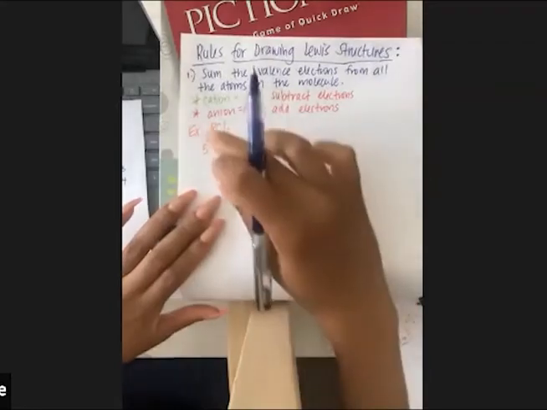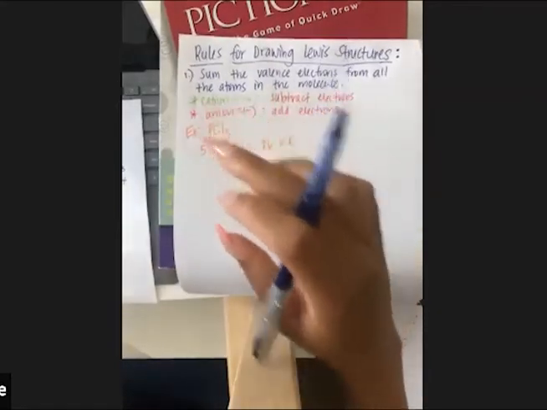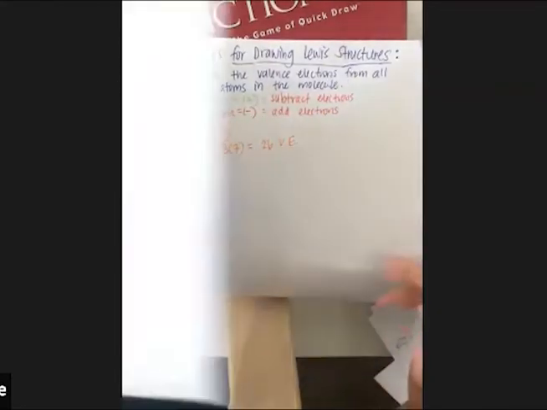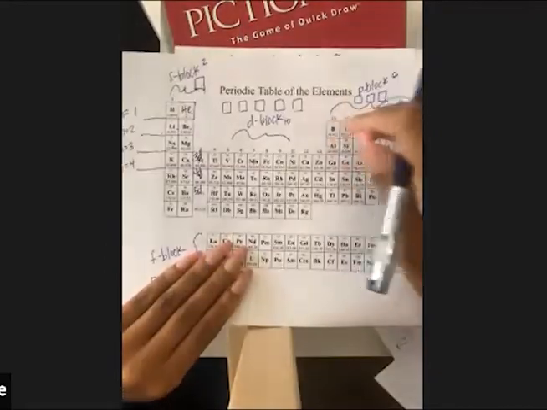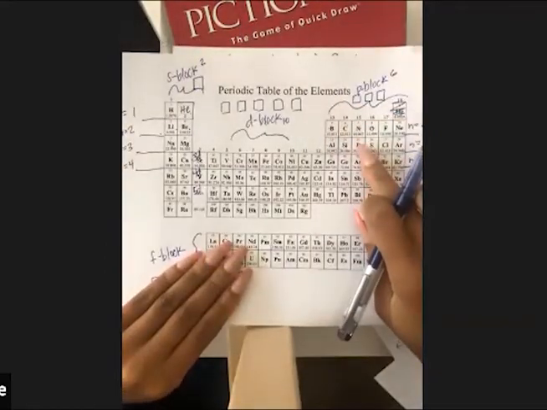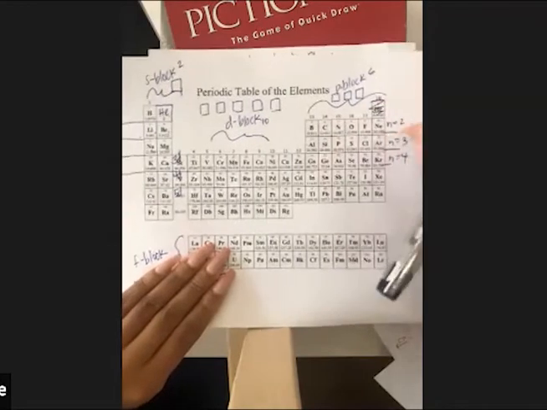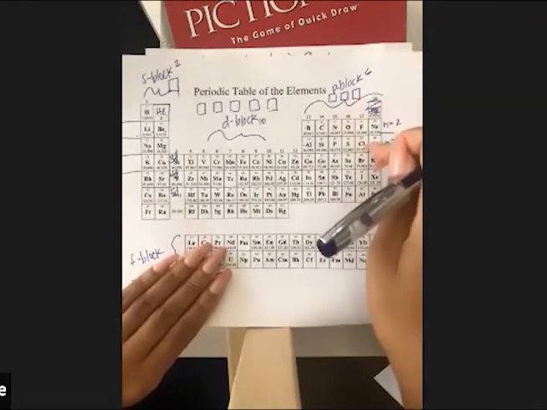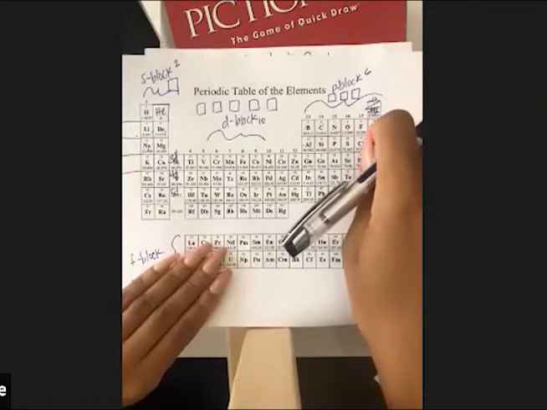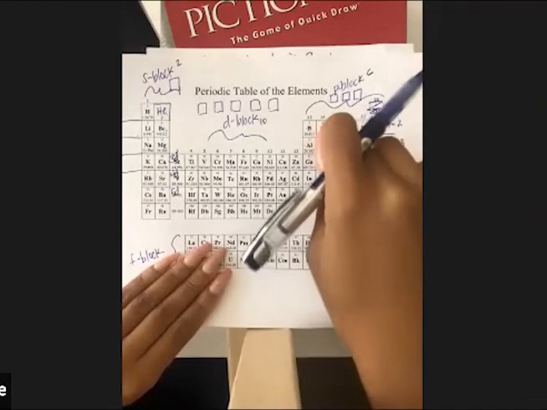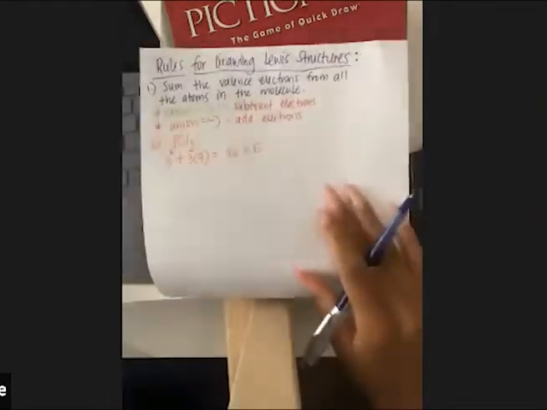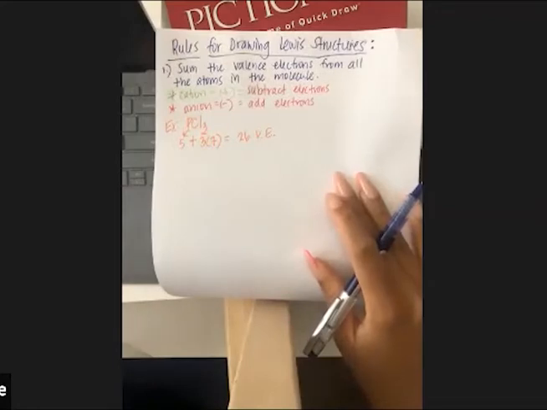All right, so phosphorus is in group 5. So we look at the periodic table. It's in group number 5, 1, 2, 3, 4, 5. This is where phosphorus is. So I said 5 plus chlorine, which is in group 7. There are three chlorine, so 3 times 7 is 21, plus the 5 from phosphorus, there's 26 total valence electrons.